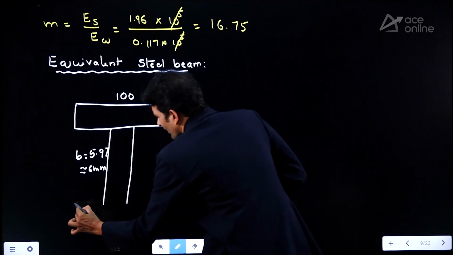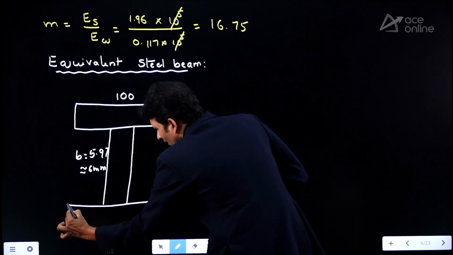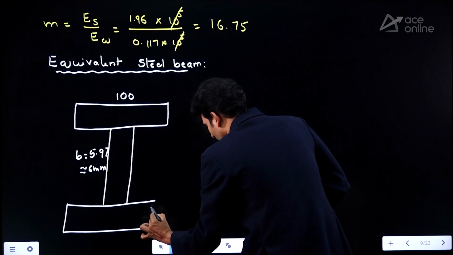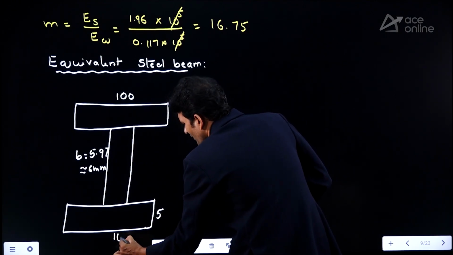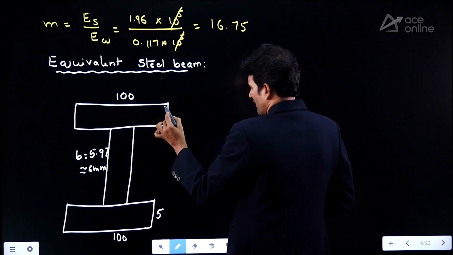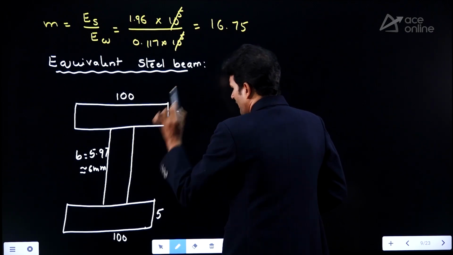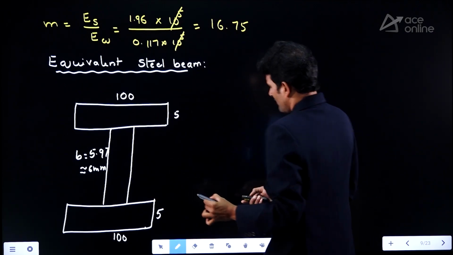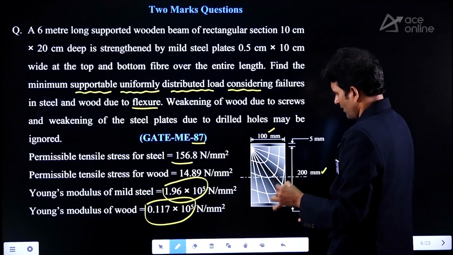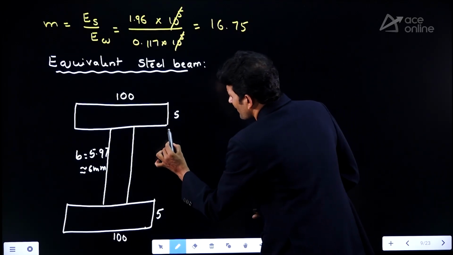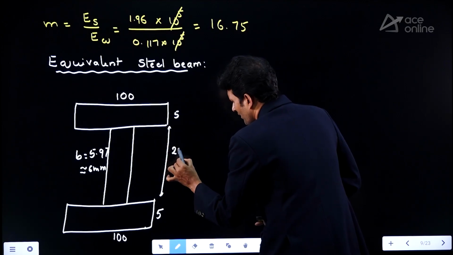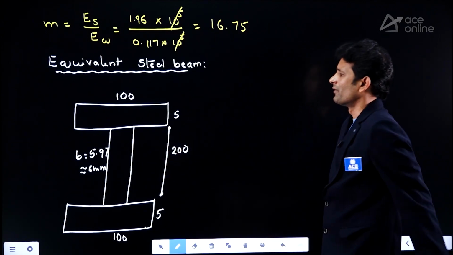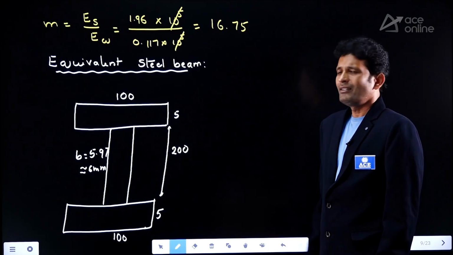Right? And again, if you take the bottom side, we are having the steel plate. This is 5, and this is 100. Here also we are having 5. Now, what about this one? It is given as 200. Let me take this as 200, my dear friend. That is the equivalent steel section.